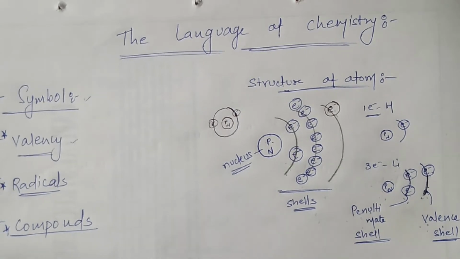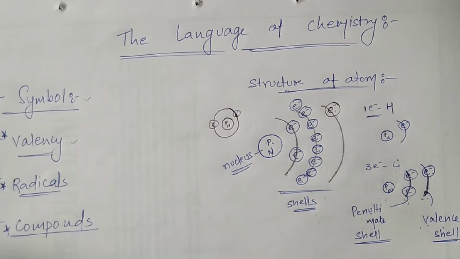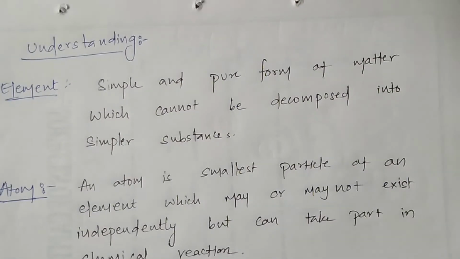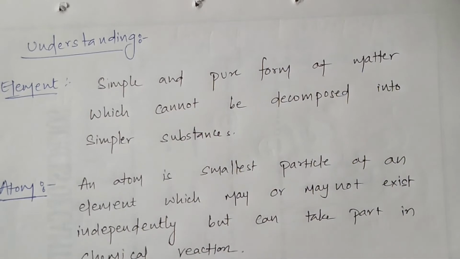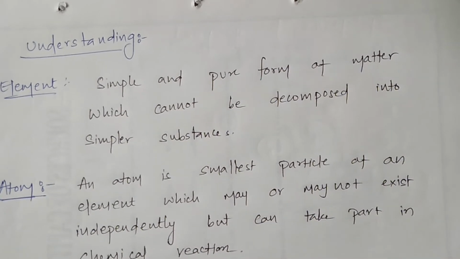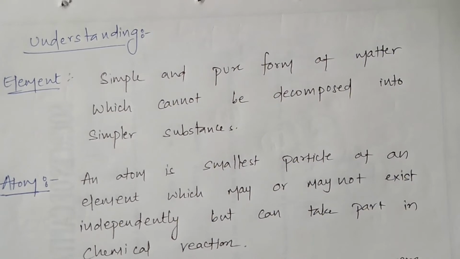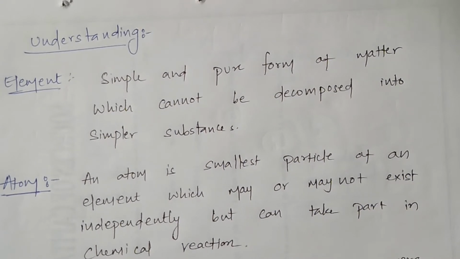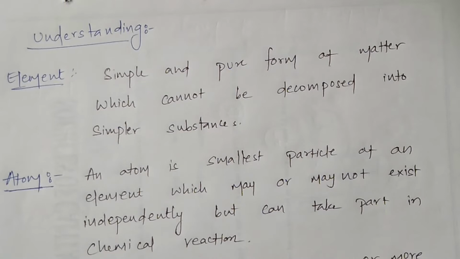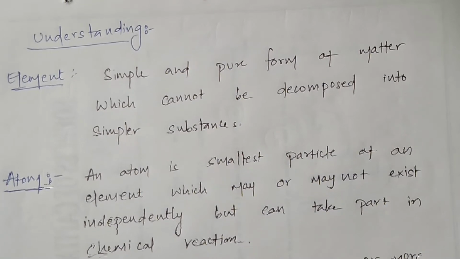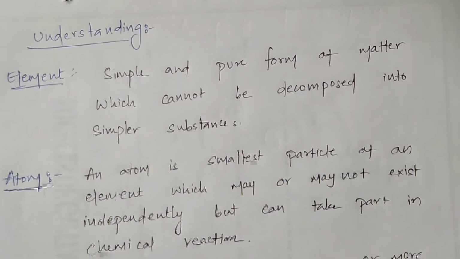So this much information regarding the structure of the atom is enough for understanding the rest of the things. Okay, now we switch to the second thing, that is what is an element. The simple and pure form of matter which cannot be decomposed into simpler substances is called an element. For example, we take iron. Pure iron, if you take, is a pure element that contains all the atoms which are of iron only.